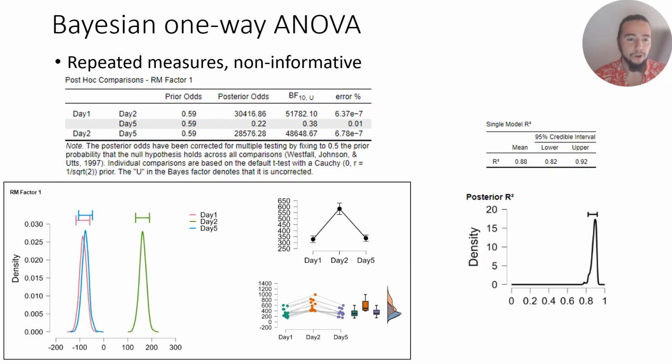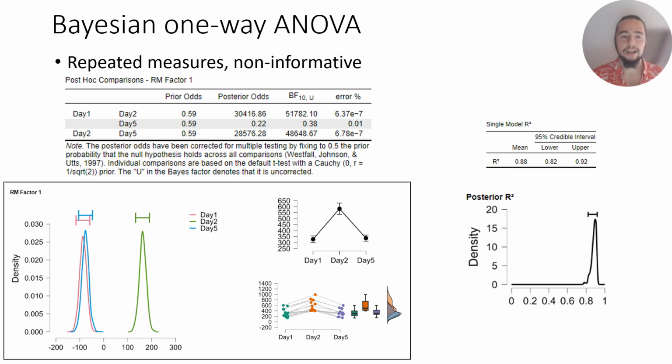Now, regarding the post hocs, we also have prior odds for all of the comparisons. Posterior odds, as you can see here, day 1 versus day 2 is super high, and day 2 versus day 5 is also super high. Converted to Bayes factors is 51,000 and 48,000. And this is the same information we saw earlier, and we have a single model R squared of 0.88. And even then, here we have a very narrow credible interval regarding R squared. So this is a pretty strong model regarding understanding the variable.